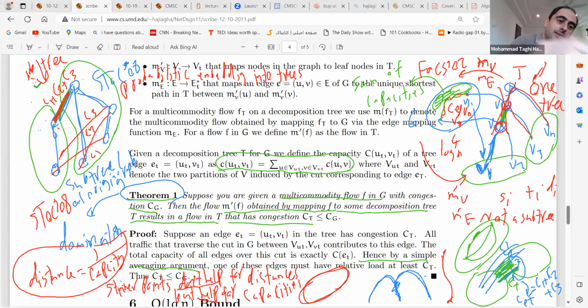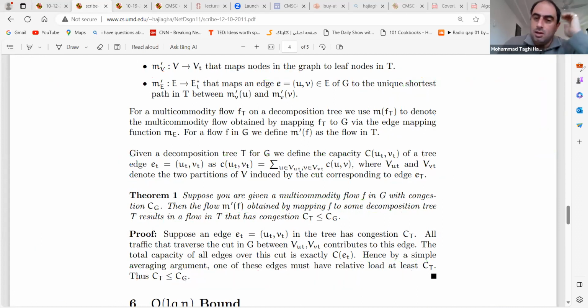However, when you consider the cut problem, you want to embed the graph into a tree. If the capacity of this edge in the tree is CE, equal to the capacity of the original edge in the graph, then if you want to cut in this tree between... let me delete this. Okay. So this capacity that I was talking about was super important.